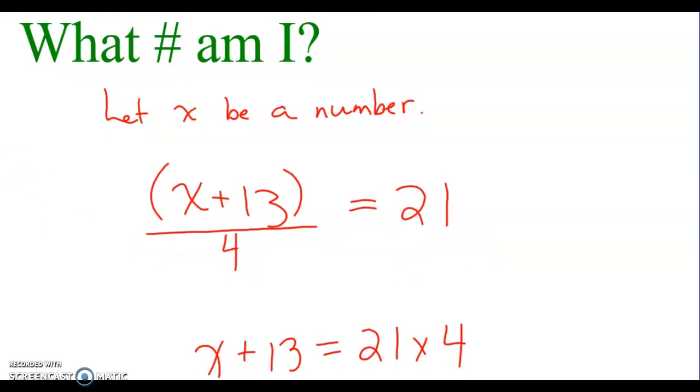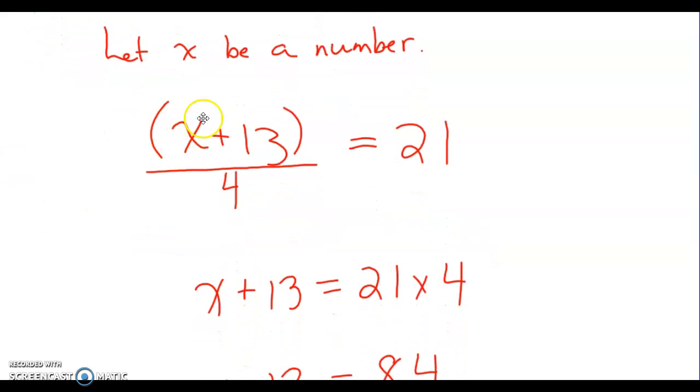So I need to solve this. I did not need to put brackets around X plus 13. That's up to you. It doesn't make a difference. Those brackets aren't going to change anything. It's important that you recognize I'm dividing all of X plus 13 by 4.